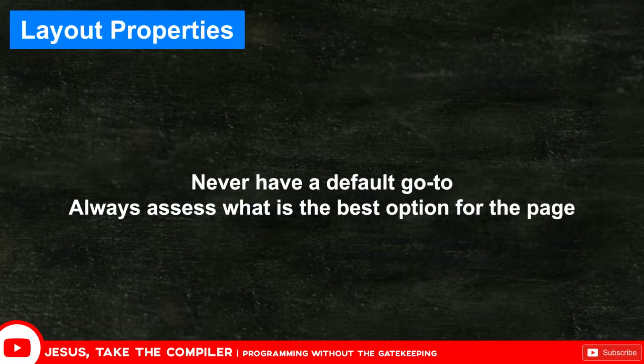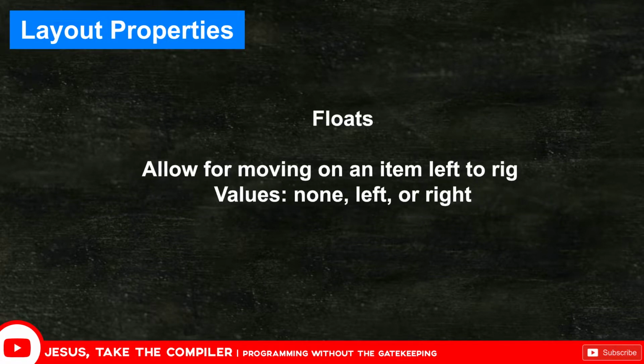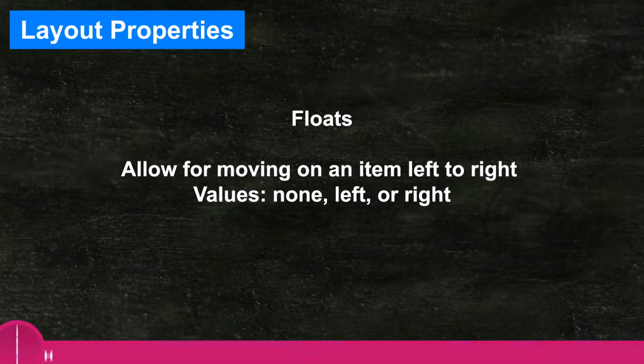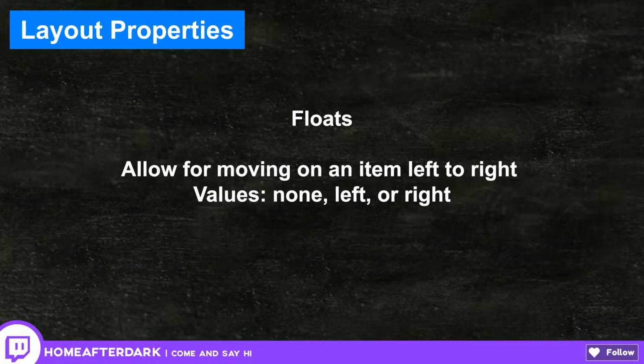The next thing we're going to look at are floats, or a float. And all a float does, as a CSS attribute, is move the element to the left or the right in the container. And so this allows text and inline elements to wrap around it. So our values for this are none, so it's just doing what it's doing, or you can move it to the left or to the right side of the screen.